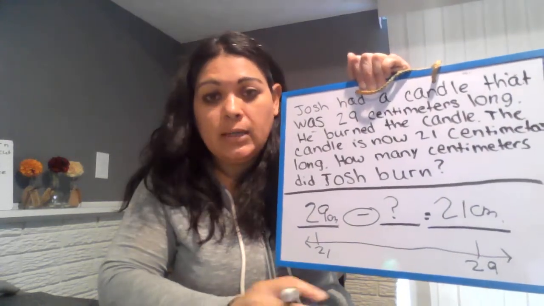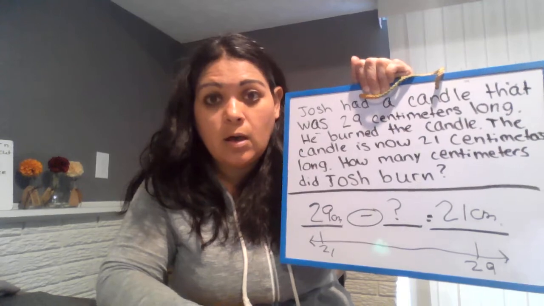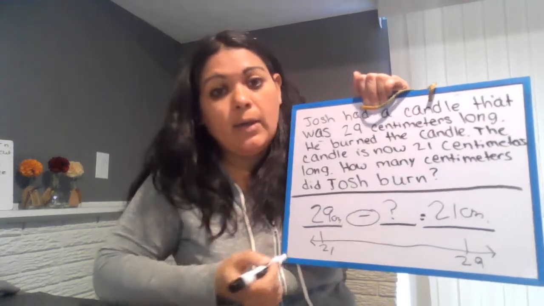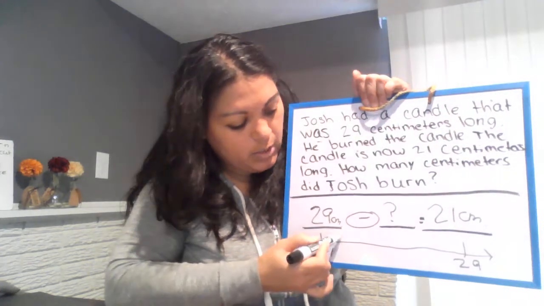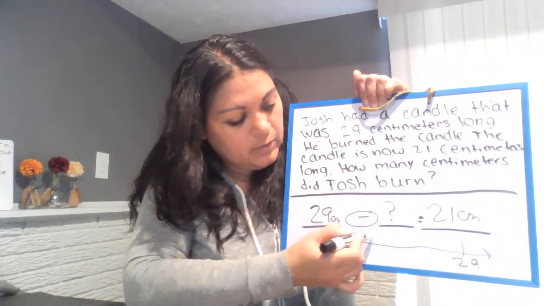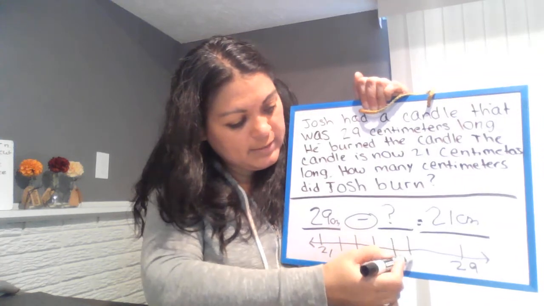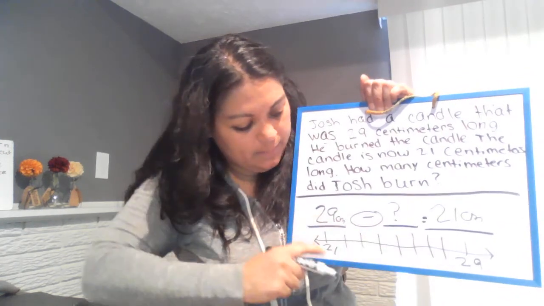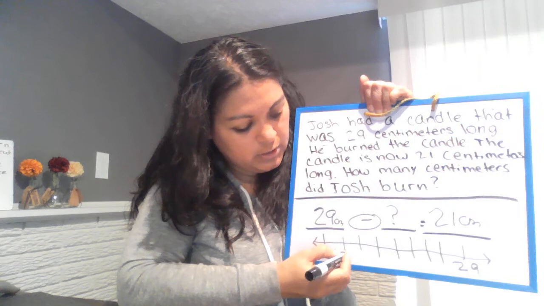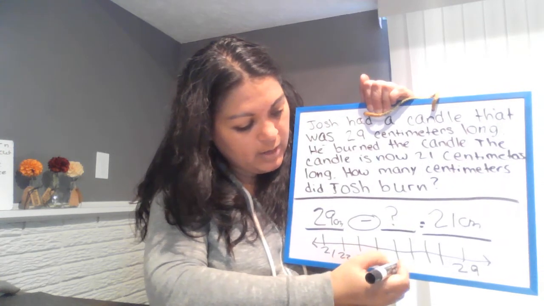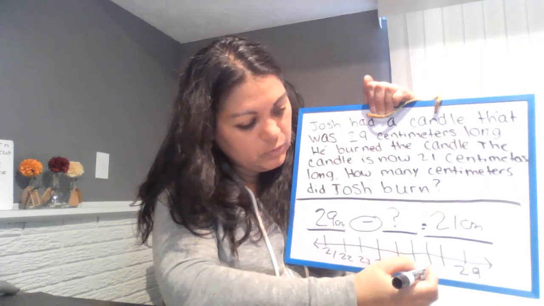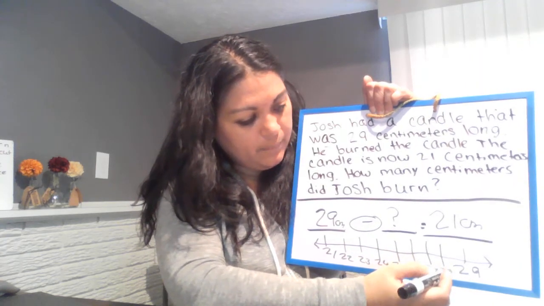That is all you need. You don't need all the other numbers on the number line. So I'm going to go ahead and fill that range of numbers in. Count with me. 21, 22, 23, 24, 25, 26, 27, 28.